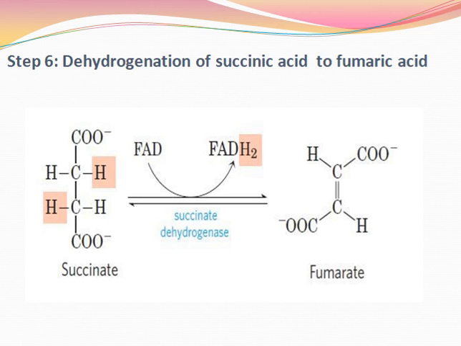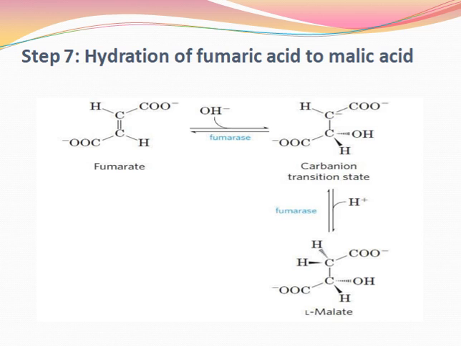Then step number 7, hydration of fumaric acid to malic acid. Fumaric acid takes up a water molecule by the action of fumarase to form malic acid. The reaction in total is fumaric acid or fumarate, which undergoes the enzyme fumarase plus H2O, produces malic acid.